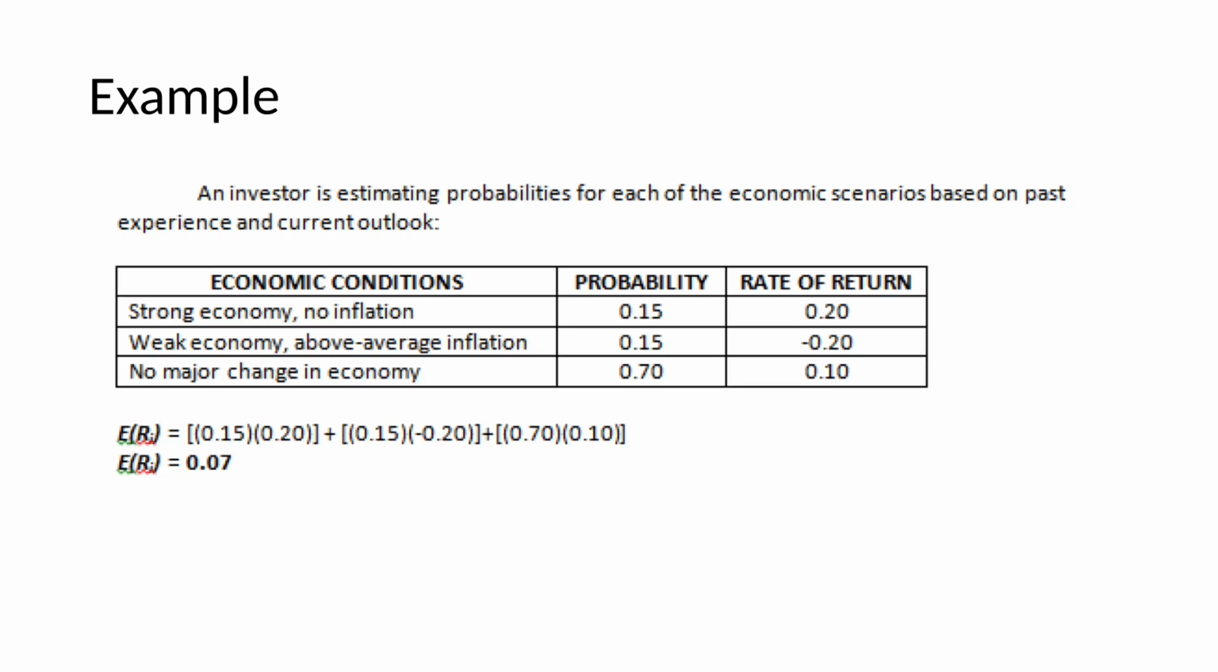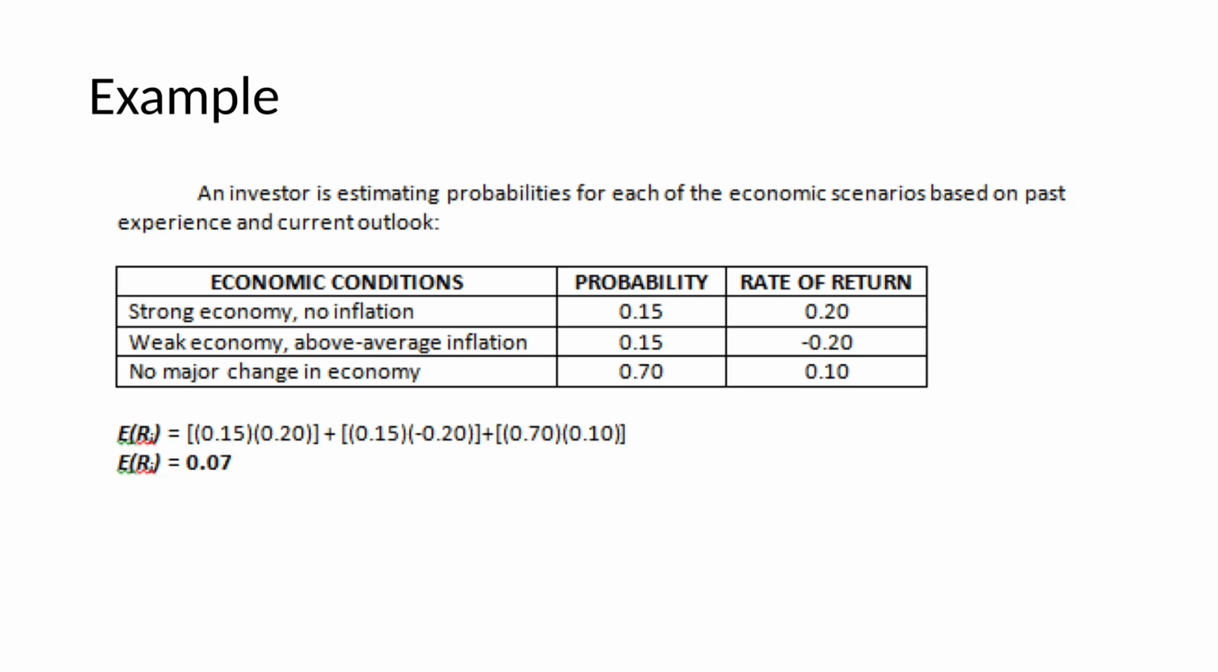So in a situation where the economy is strong and there's no inflation, there is a 0.15 probability of earning a 0.20 rate of return. In an economic condition where the economy is weak and has above average inflation, the probability of getting a rate of return of negative 0.20 is 0.15 or 15%. And if there are no major changes in the economy, the probability of earning a rate of return of 0.10 is 0.70.